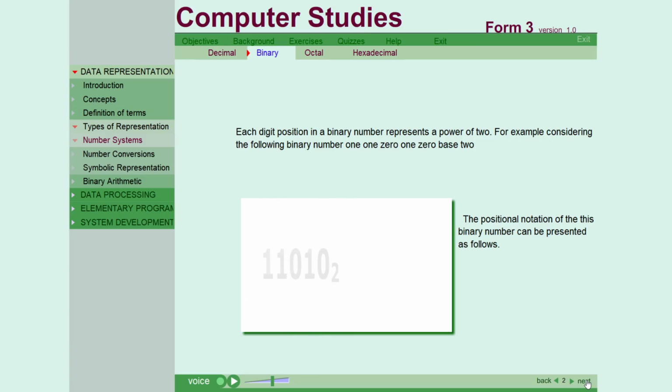Each digit position in a binary number represents a power of 2. For example, considering the following binary number, 11010 base 2, the positional notation of the above binary number can be presented as follows.